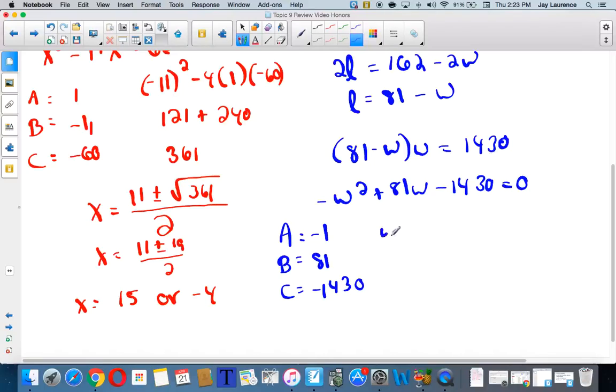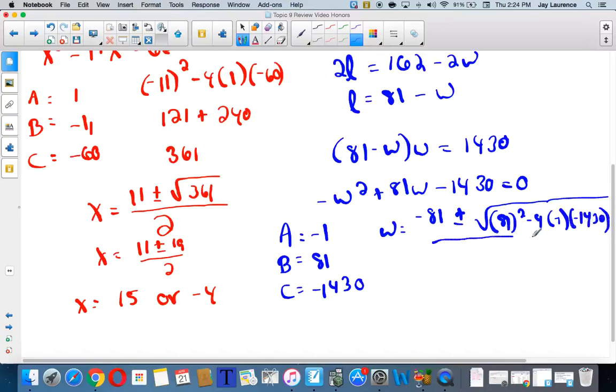All right, and so then W is going to equal negative B plus or minus the square root of B squared minus 4AC, all over 2A. So let's see what that discriminant is. That'll make things a little bit easier. I'll bet it's going to be a perfect square. I just have this hunch. So let's see: 81 squared minus 4 times negative 1 times negative 1,430. And when I do that, I get 680.